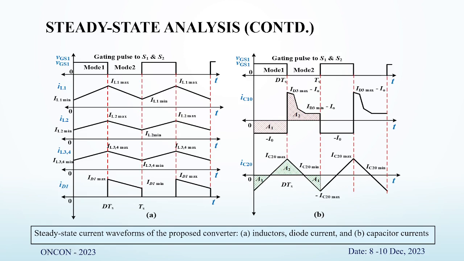This is a steady state waveform of the proposed converter. As I discussed earlier, during on mode, all the inductors store energy. During off mode, all the inductors release energy. And this is a diode current waveform, and this is the capacitor C10 and C20 current waveform.